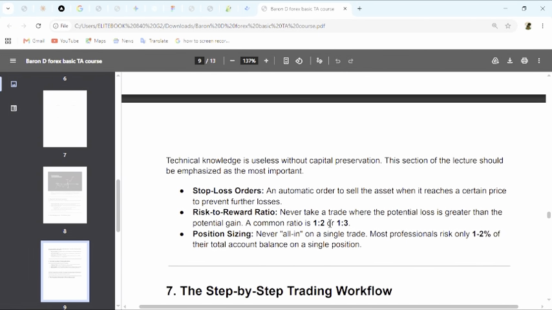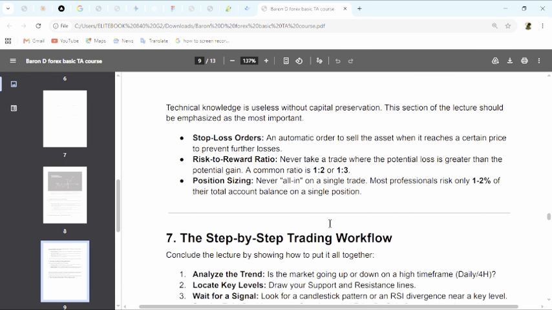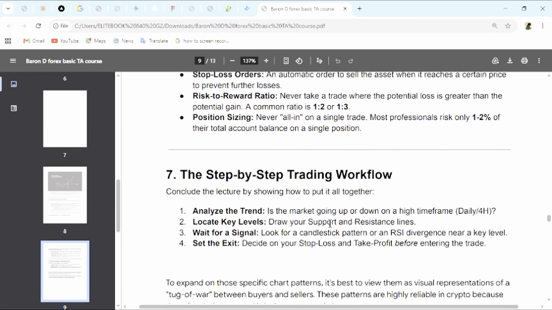So we also spoke about stop loss, why we should use stop loss, risk to reward ratios, and position sizing. We spoke about the workflows, the step-by-step trading flows. You have to analyze the market to know where it's going, whether it's going up or down on a higher time frame. The higher time frame is the overview of the price action. So if you know where the higher time frame is headed, you know when to enter, where to exit, where to put your stop level and your take profit level.